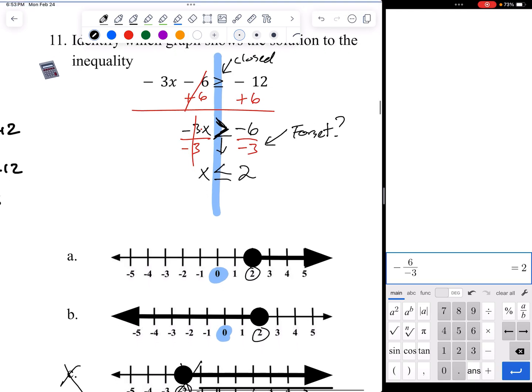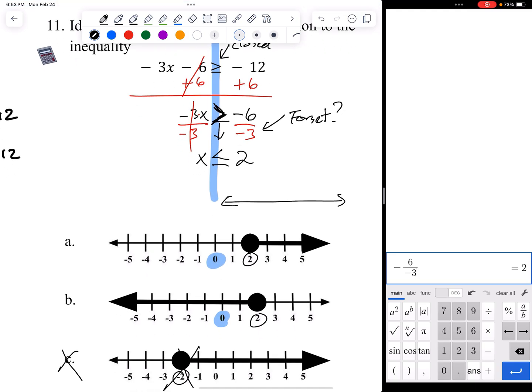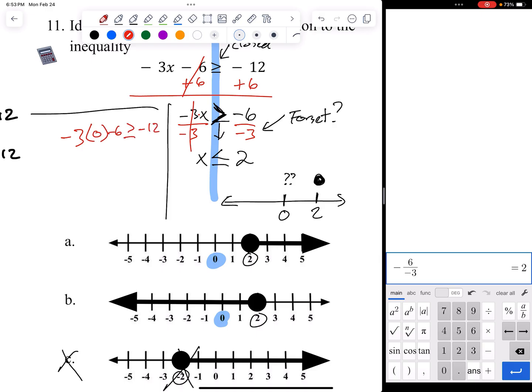So let's see. And you can show right here, my answer is 2. It is closed. Do I go to the right or left? I'm going to check 0. So let's put the original over here: -3 times 0 minus 6 greater than or equal to -12. -3 times 0 just goes away. Is -6 bigger than -12? Yes, -6 is bigger. So in other words, did the 0 work? Yes. So from my 2, I should go to the left.